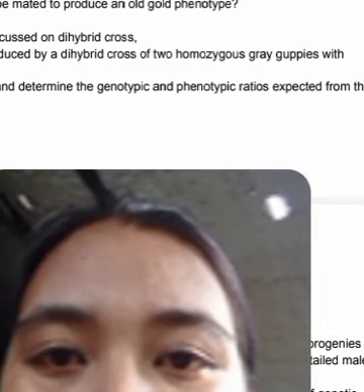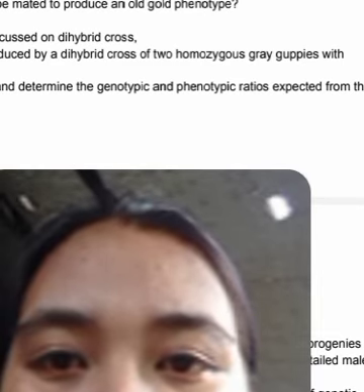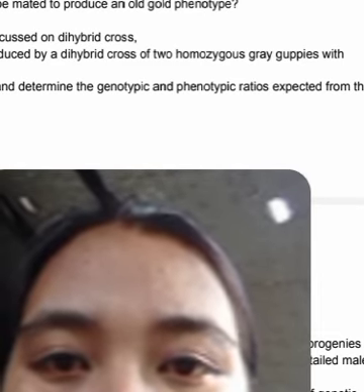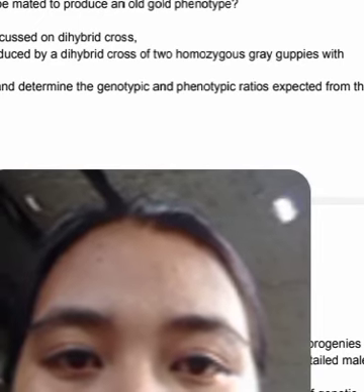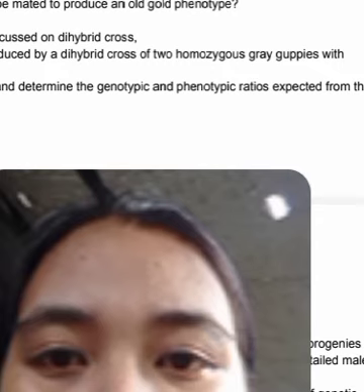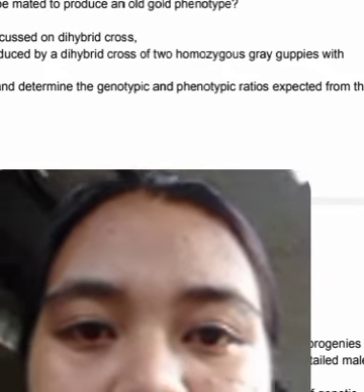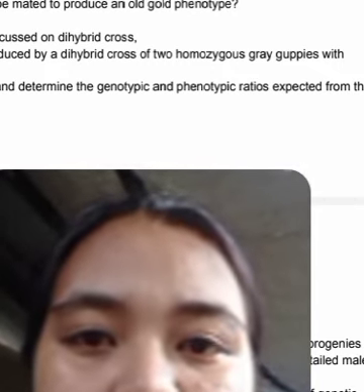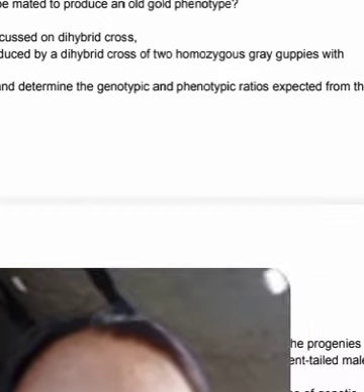Number 4. Based on the theory discussed of dihybrid cross, list all the gametes produced by the dihybrid cross of two homozygous gray guppies with curved spine. And letter B. Draw a Punnett square and determine the genotype and phenotype ratios expected from the cross.